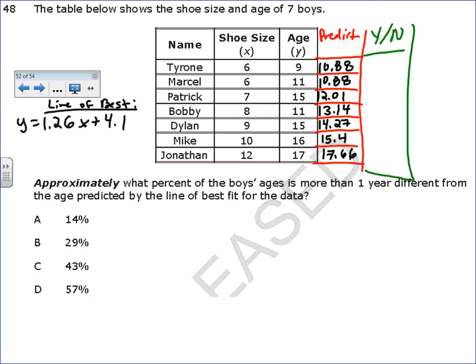Then I added another column and I said, yes or no, was it greater than 1 year different than what it should have been? And so the first, yes, 10.88 is bigger than 1. When you subtract the predicted column minus the age, if it's bigger than 1, then it's a yes. That's what I did for each one.